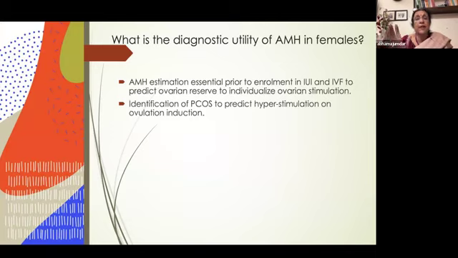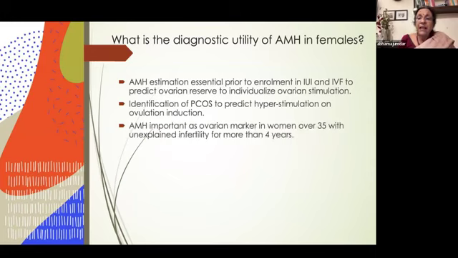So it is not only IUI and IVF, but also identification of PCOS or high-responder ovulatory women when we are trying to stimulate them. For ovulation induction also, it is important to know the AMH so that we don't lead them to hyperstimulation. Then it is an important ovarian reserve marker in women over 35 with unexplained infertility lasting more than 4 years. So if a woman is over 35 and has had unexplained infertility for more than 4 years, meaning they are having active sexual intercourse for more than 4 years, then it is an important ovarian reserve marker.